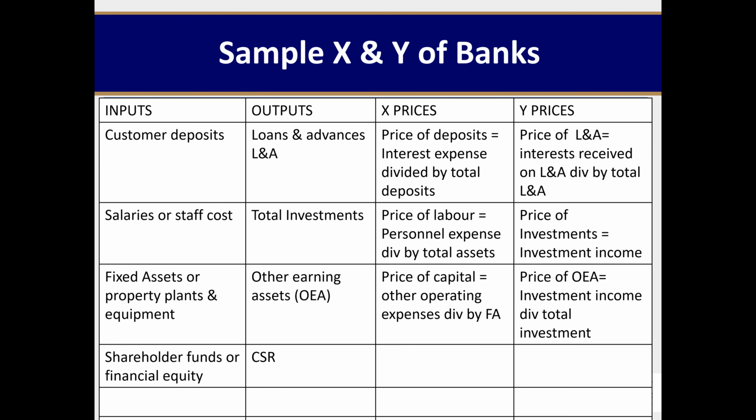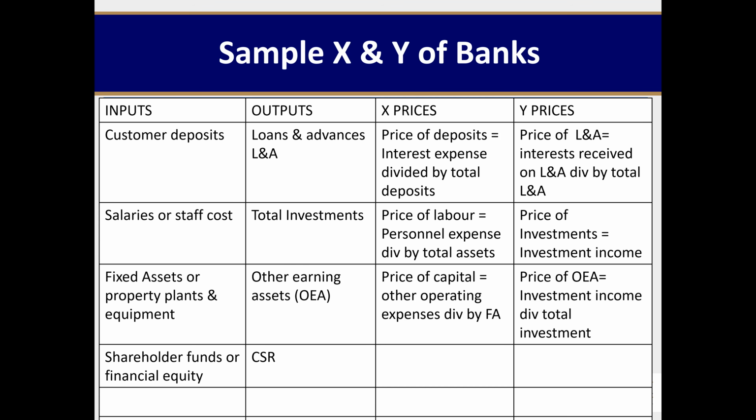Finally, fixed assets. Fixed asset is the price of capital. If you want to know the price of fixed assets, it is other operating expenses divided by the fixed asset. Now, what about the output? The first output is loans and advances. So if you are talking about the price of loans and advances, it is the interest received on the loans divided by the loans themselves, the total loans and advances.